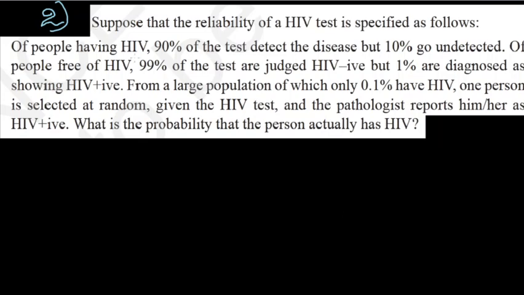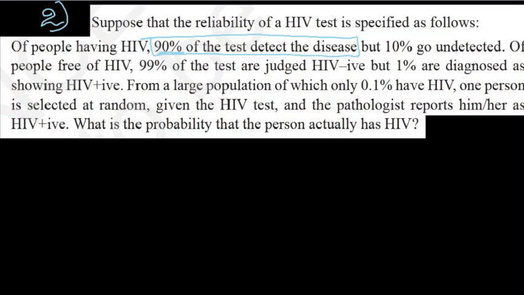So we have here the second question. Suppose the reliability of an HIV test is specified as follows. Of people having HIV, 90% of tests detect the disease. If the person has HIV, 90% of the time it will detect the disease, but 10% go undetected. Of people free of HIV, 99% of the tests are judged as negative, but 1% are diagnosed as positive.